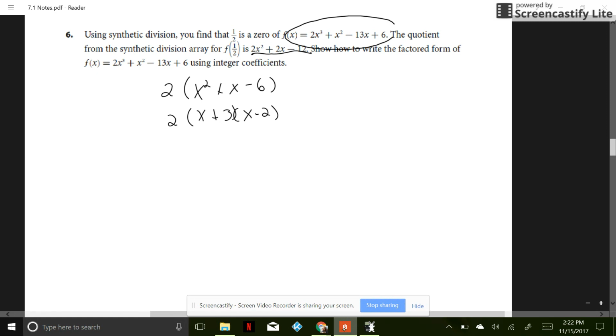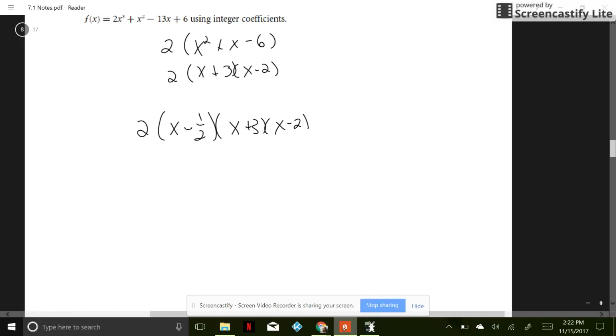If we think about the function as a whole, again we said that 1/2 is a 0, so now we can add that portion in. So that means we'd have x minus 1/2 and then the x plus 3, x minus 2. So this is where we can take the x minus 1/2 and rewrite it, pulling the denominator here in front of the x, and then minus the numerator. Still have the x plus 3, x minus 2.